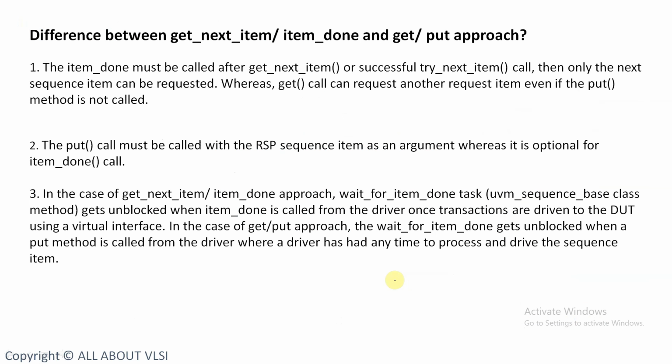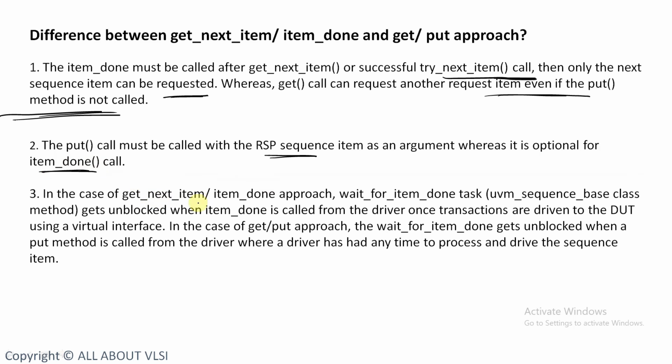Now, what is the difference between the get_next_item and item_done approach and the get and put approach? Basically, item_done must be called after get_next_item or a successful try_next_item call. Then only the next sequence item can be requested. Whereas a get call can request another request item even if the put method is not called. That is what we have discussed just now. The put call must be called with a response sequence item as an argument, whereas it is optional for item_done. In the case of item_done, there is no need to give any argument as a response, whereas in the case of the put method, you should always provide a response.